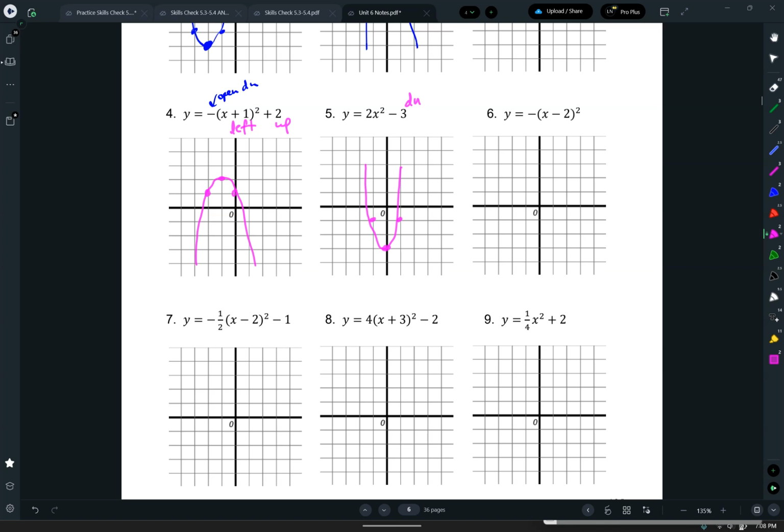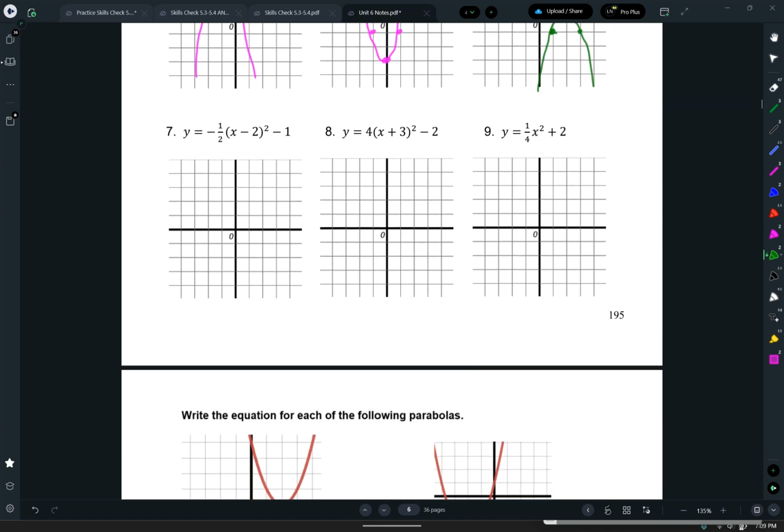Okay, now number 6, it has a number on the inside, so it's going to be shifted to the right, but notice there's no number out at the end, so it doesn't shift up or down. So this one is shifted 2 units to the right, and then because that slope number is -1, I'm going to go down 1 and over 1. So there's my basic parabola.